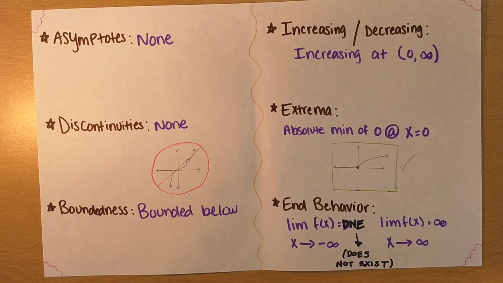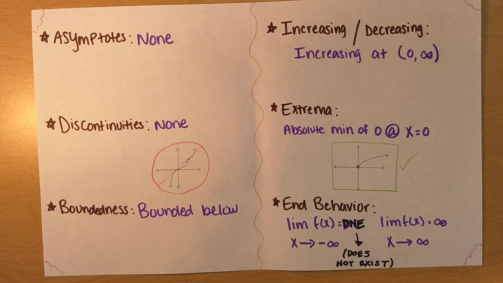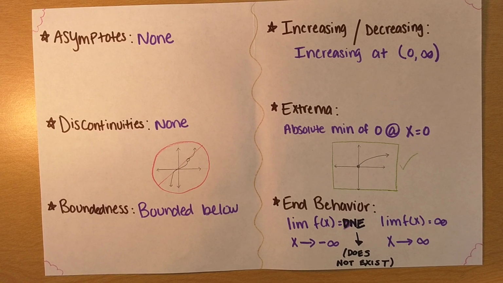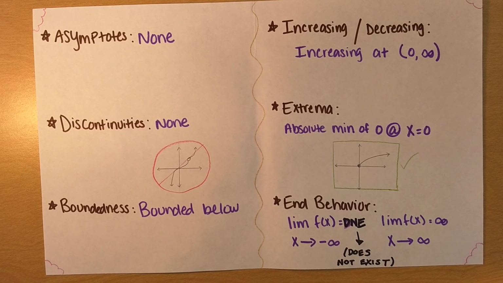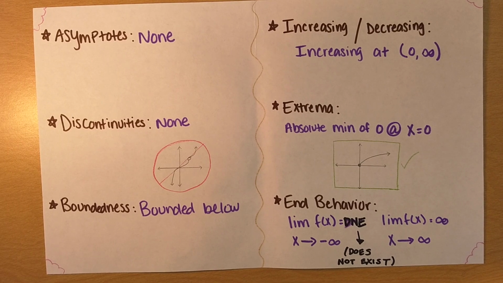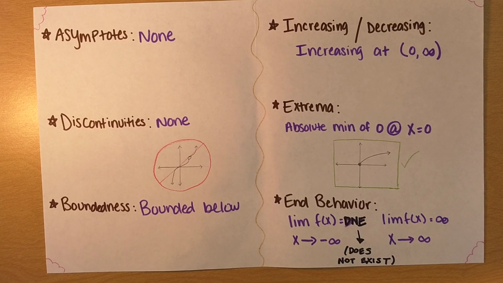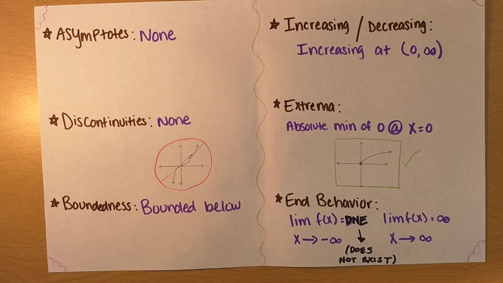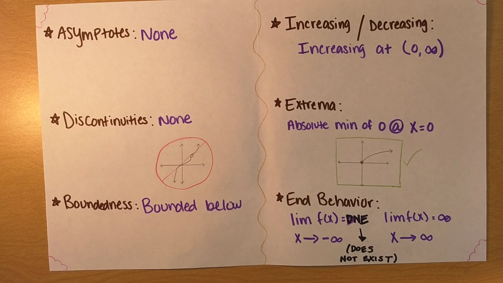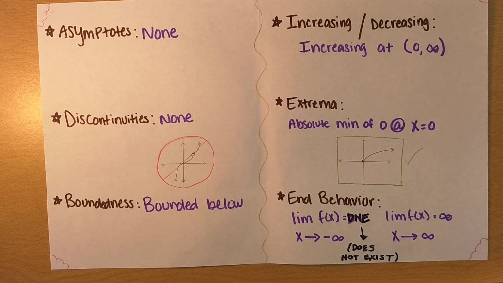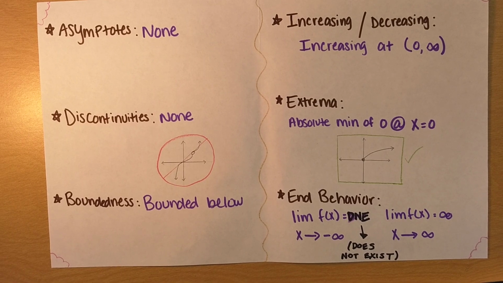Square root functions do not have any asymptotes. The x and y values do stop at (0, 0) because the domain and range can't go below 0. There are no discontinuities because the function is continuous. The function is not bounded above, but it is bounded below because there are no values below 0. The function is increasing from 0 to infinity and is never decreasing.